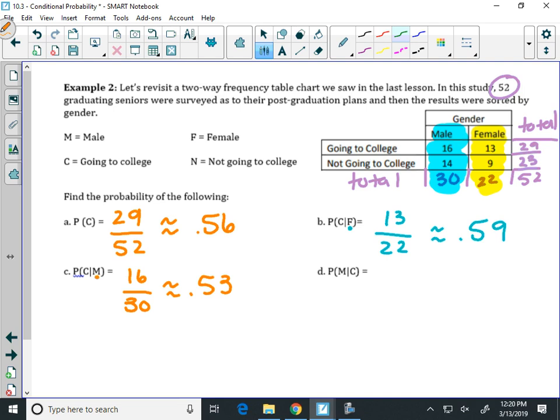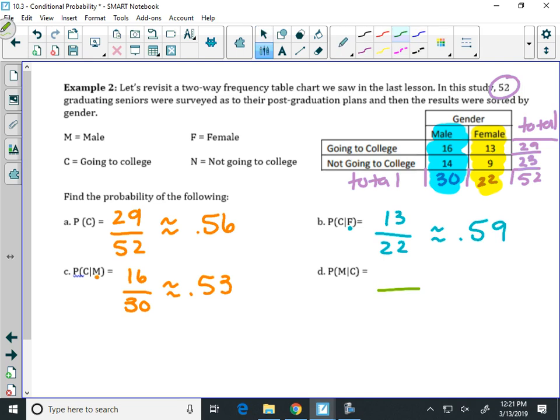If we take a look at D, isn't it going to be the same answer? They're the same exact letters. Why aren't they going to have the same answer? Well, here, what did we pull from? What population was second? Male. We pulled from the male population. What population are we pulling from here? Going to college. So we are pulling from a totally different population because C is now second, and whatever is second is always your denominator.